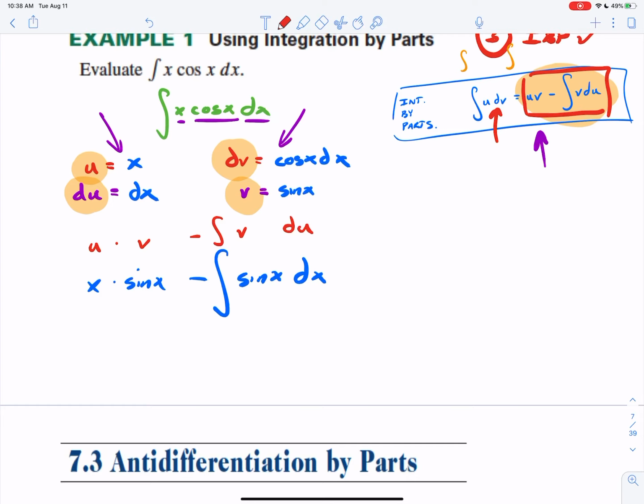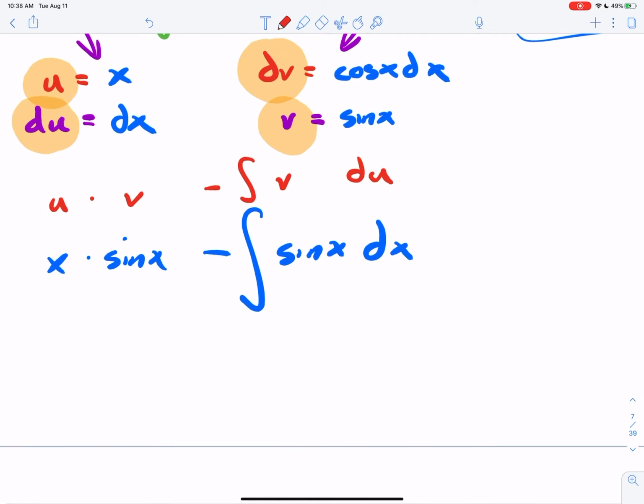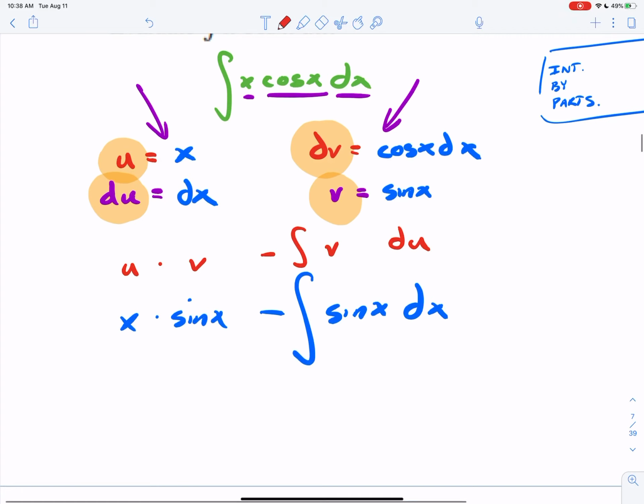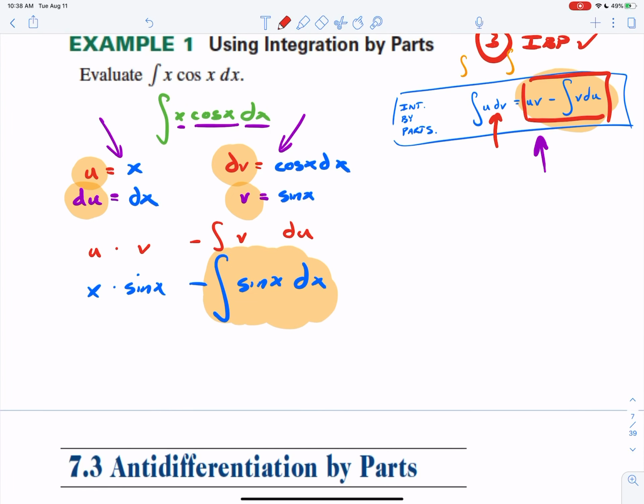Did we do what we were hoping to do? Did we make our integral look easier? Take a look at this integral right here. Does that look easier? Definitely, because we actually turned this integral into something simple. So we keep going. This is going to be x sine x minus the integral of sine x, which is just negative cosine x. And then I put my plus c there.